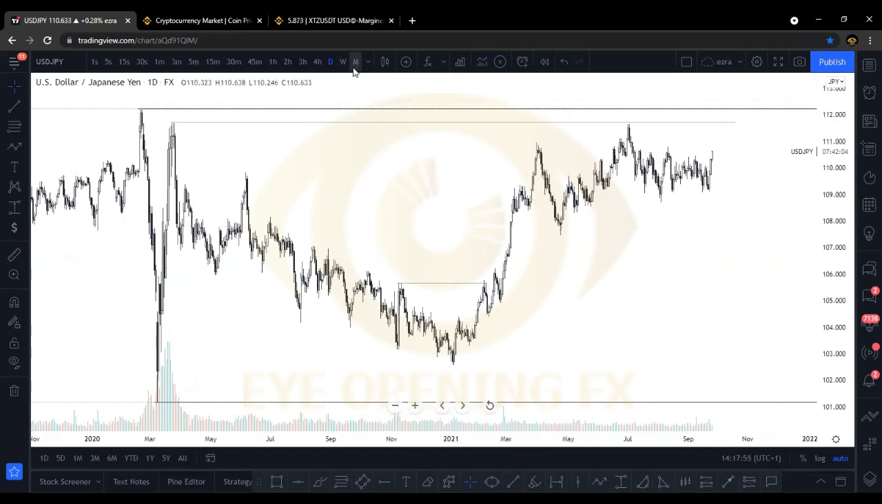So the order flow of this pair on monthly and weekly is bearish order flow. What is happening here, this little bullish move on this daily time frame, is what we call a corrective wave. So this is the basic idea of understanding what a corrective wave is.